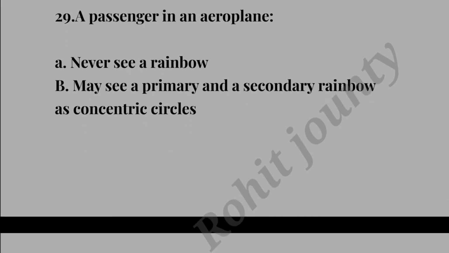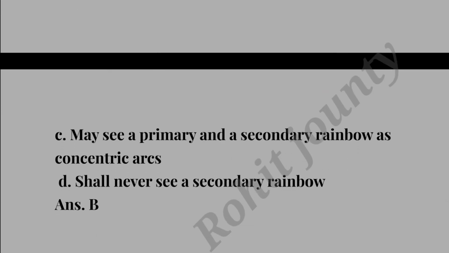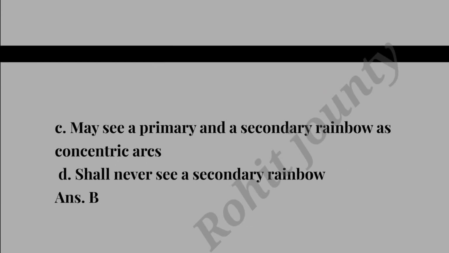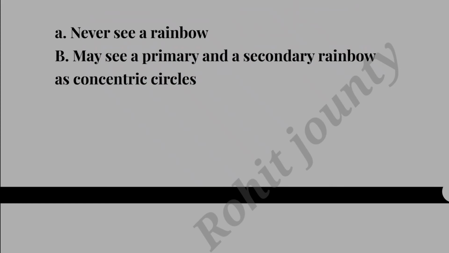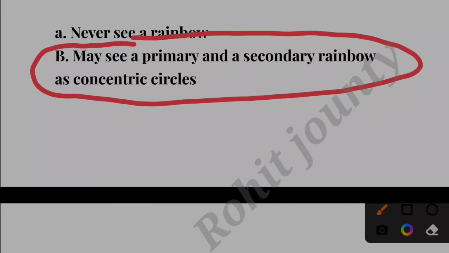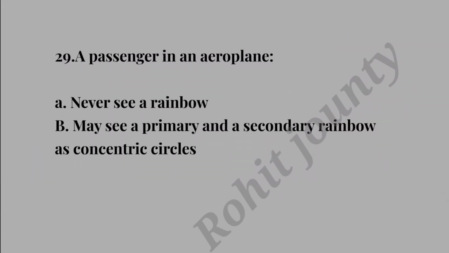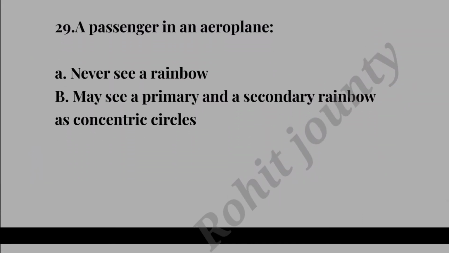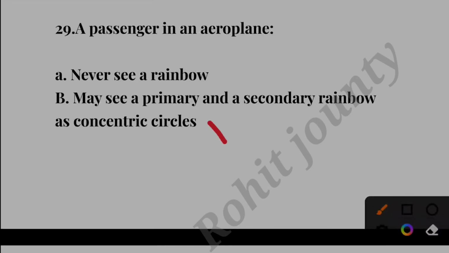Question number 29. A passenger in an aeroplane: option A, never see a rainbow; option B, may see a primary and secondary rainbow as concentric circles; option C, may see a primary and secondary rainbow as concentric arcs; option D, shall never see a secondary rainbow. The correct answer is option B, may see a primary and secondary rainbow as concentric circles. A passenger in aeroplane may see a primary and secondary rainbow as concentric circles. Option B is the correct answer.